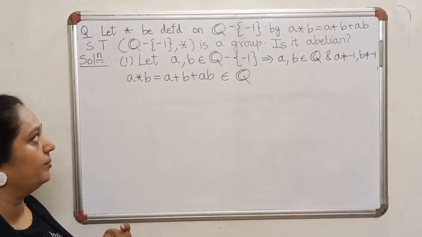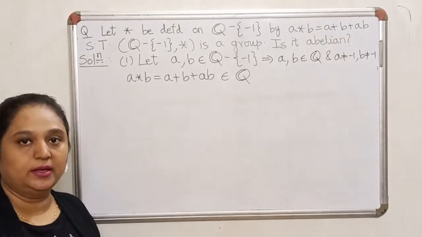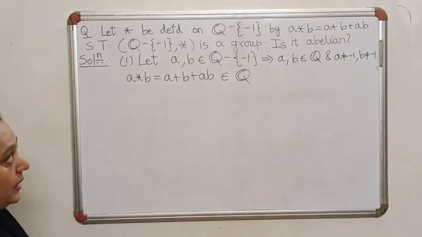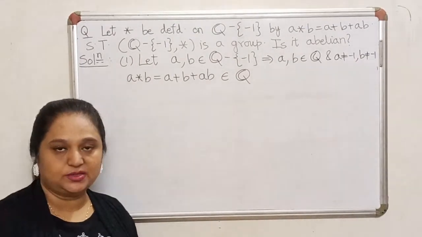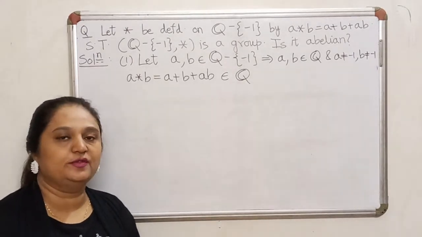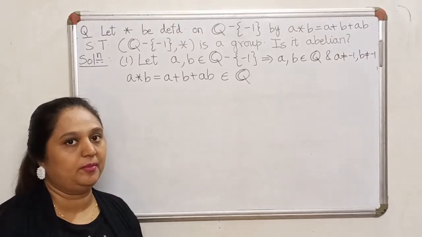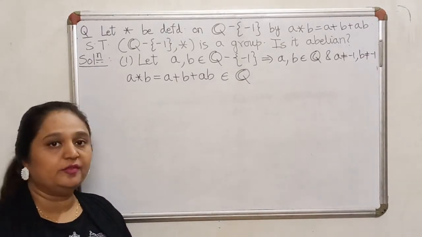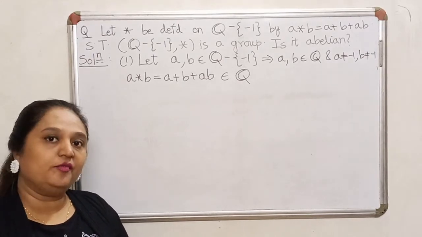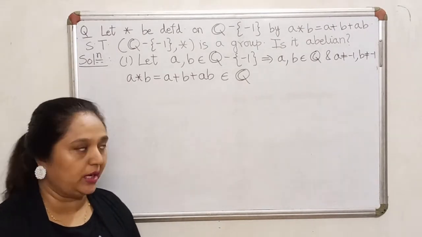I need to prove, more importantly, that a star b cannot be equal to -1. So let me find out. I need to prove it is not equal to -1. In many cases where it is a little difficult to prove something directly, we use the method of contradiction and see what happens. So since I want to prove that a star b is not -1, let me actually find out what will happen if a star b does become equal to -1.